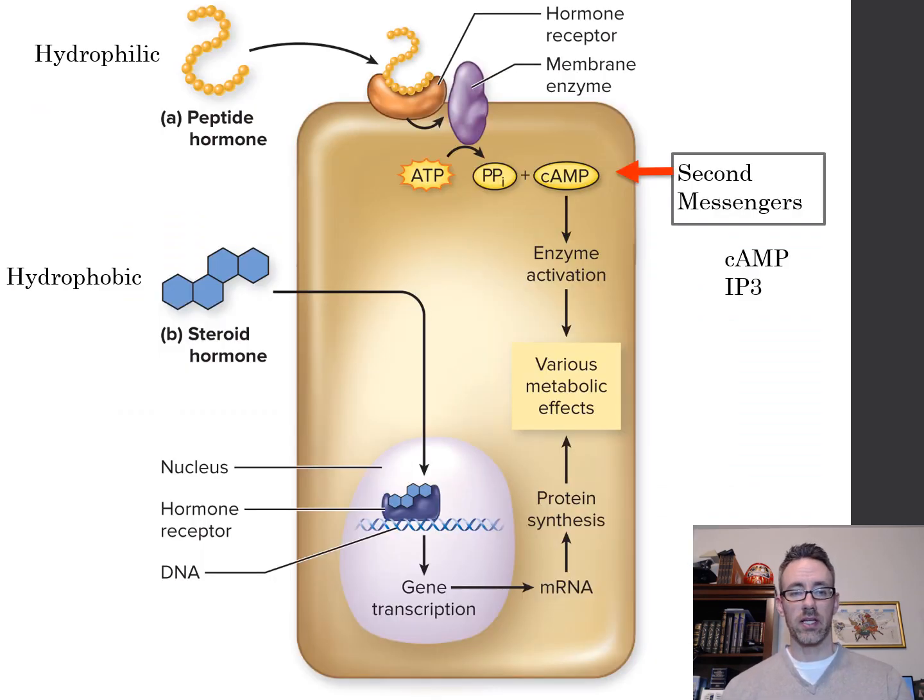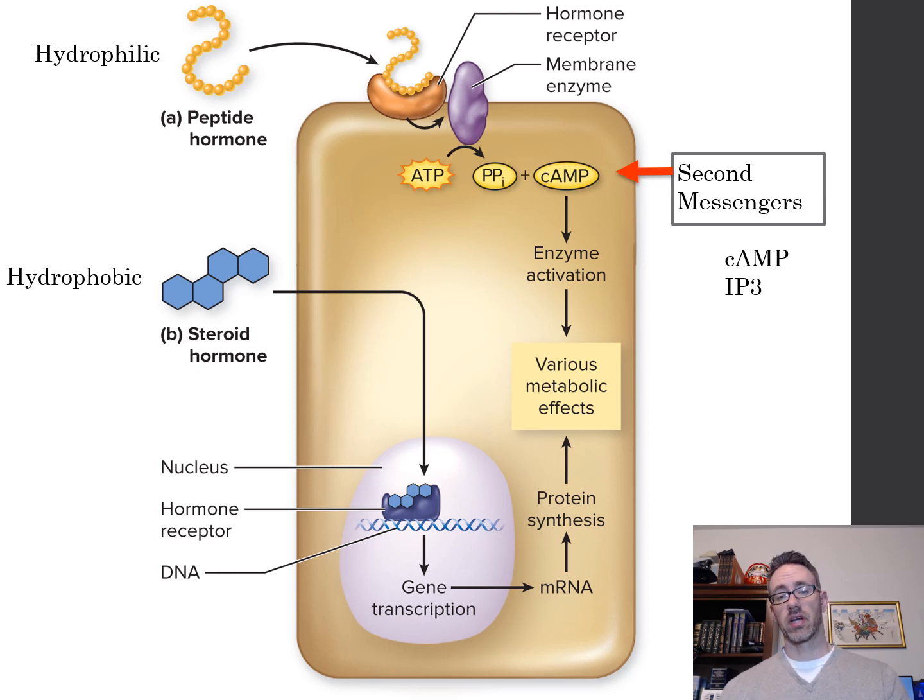So here in this cartoon, what you can see is the hydrophilic, and this is an example of a peptide. The peptide can bind to a surface receptor, because it can't pass through the plasma membrane on its own, and that can cause a cascade of events inside the cell. If it binds to the receptor, this can initiate internal changes within the cell that create what we call a cascade of second messengers.